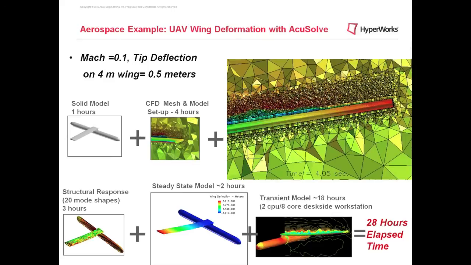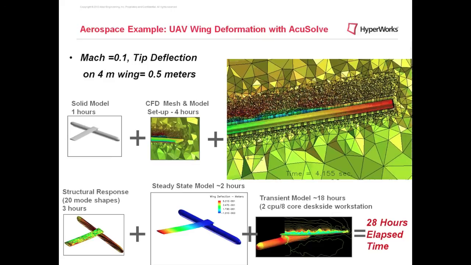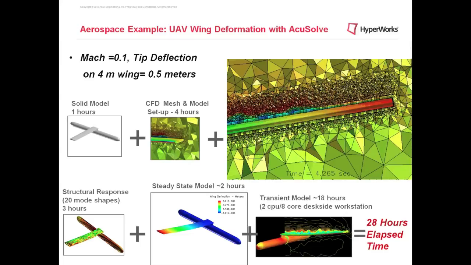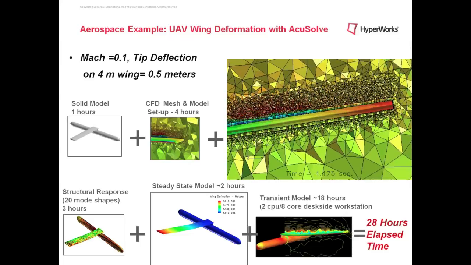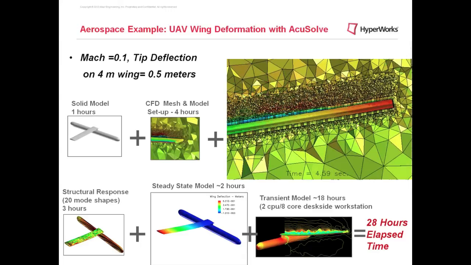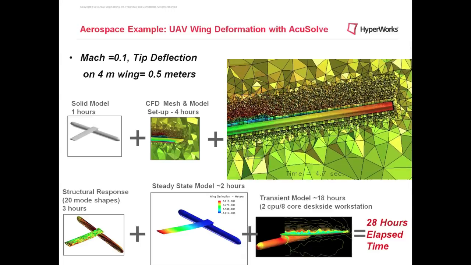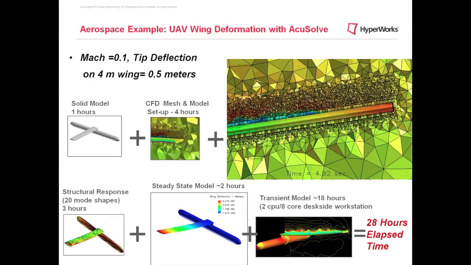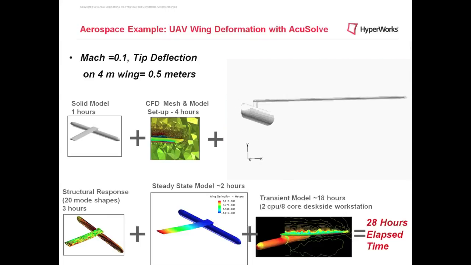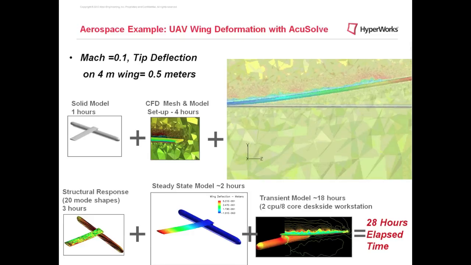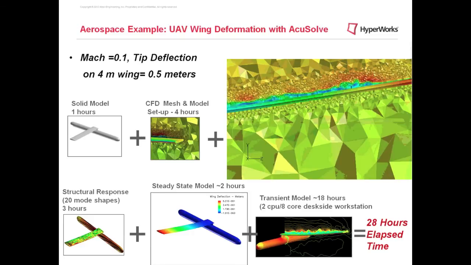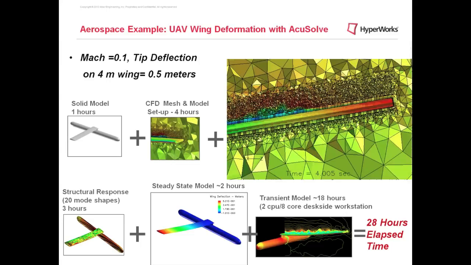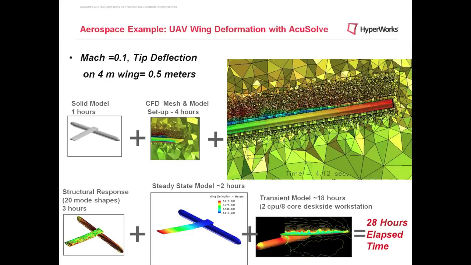We run a steady state CFD model to get the initial flow field that we use to initialize the transient model. And I think what's pretty neat here is on a desk-side engineering workstation, the total elapsed time from start to finish was 28 hours, with about 8 to 10 hours of labor, and the rest of that was running the steady state and transient models. And you'll see we got a deflection here on a 4-meter long wing of about half a meter.